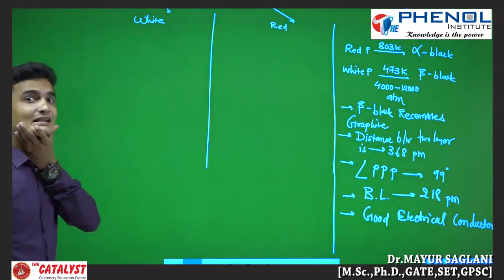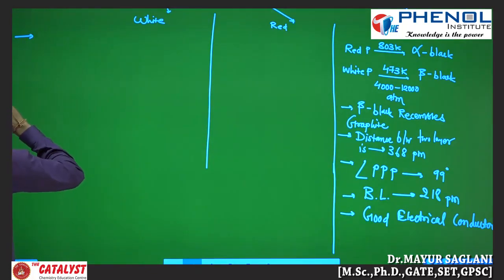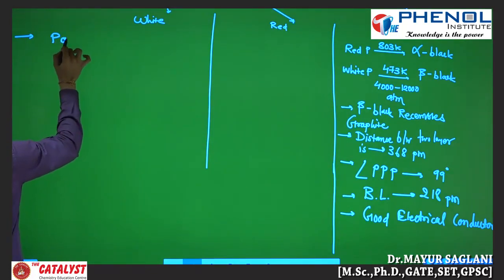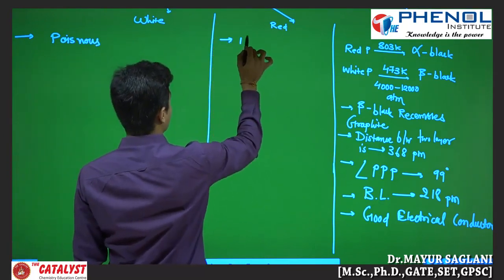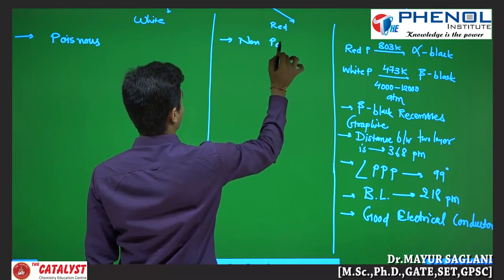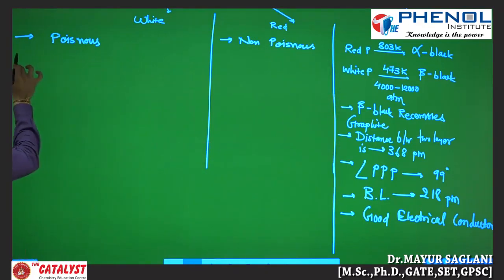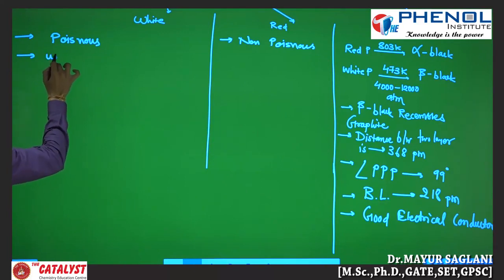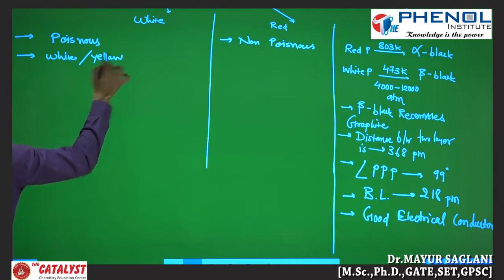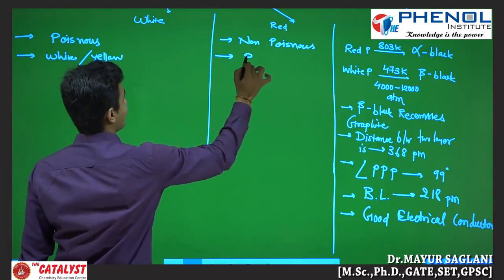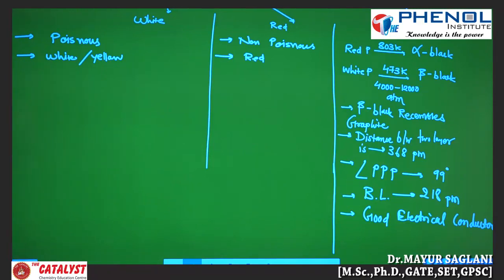Now we will write the same for the white phosphorus. White phosphorus is poisonous. Likewise red is non-poisonous. Second thing, this one is white or yellow in color, and this one is red in color. That's why it is called red phosphorus, and that is why this is called white phosphorus.